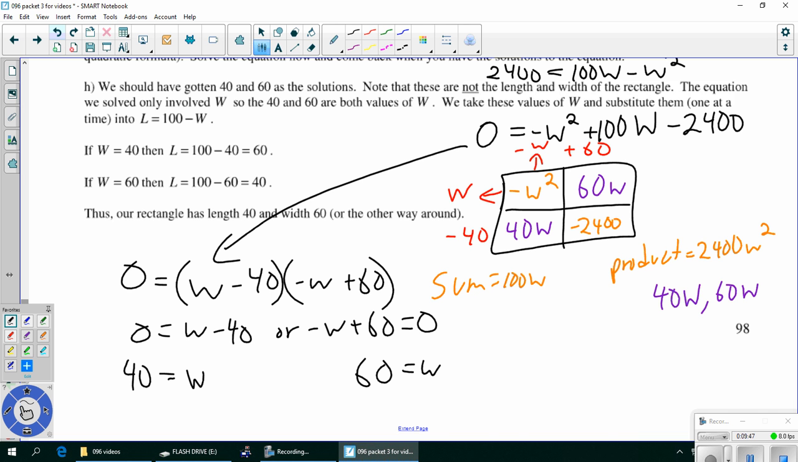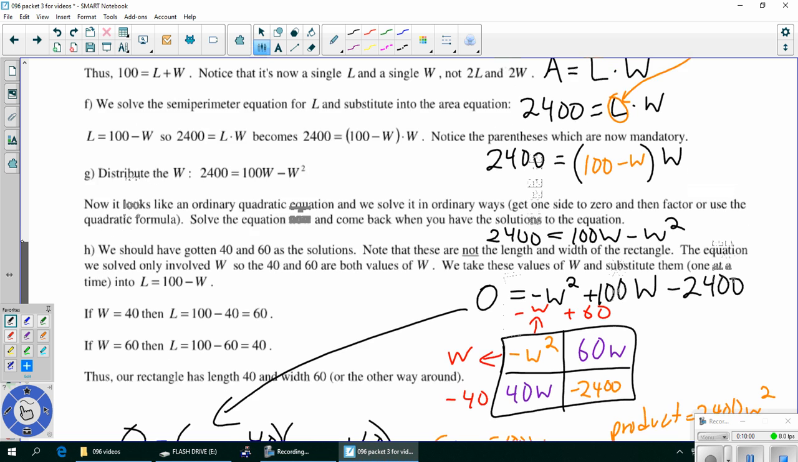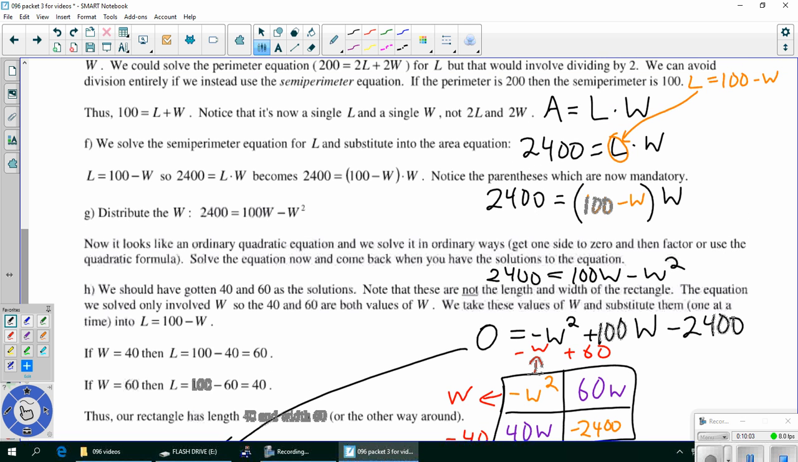Mind you, this is not the length and the width of a single rectangle. This is two different widths of two different rectangles, and we still need to find the corresponding values of the lengths. So we did have a formula where we had L by itself. It's in the top right of this screen. L equals 100 minus W.